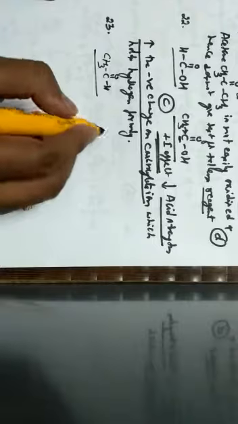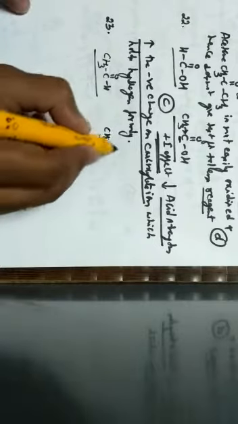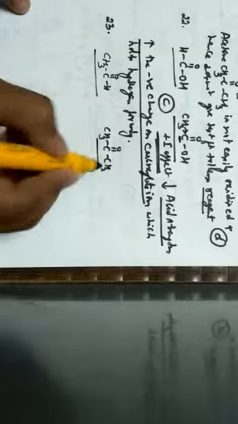Next one, question number 23. The reagent with which both acetaldehyde and acetone react is. So here one should know the formula for acetaldehyde as well as acetone. So acetaldehyde is given by what? It is CH3CHO. This is known as acetaldehyde. And one more is acetone. Acetone is given by CH3COCH3.